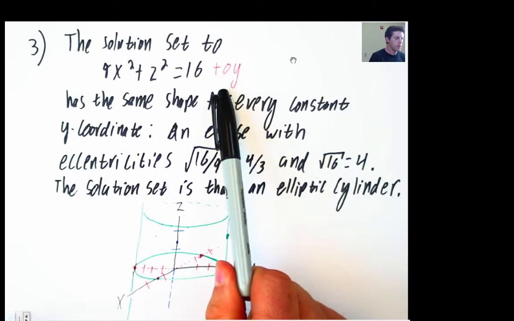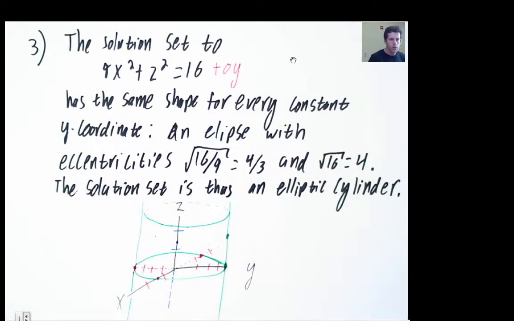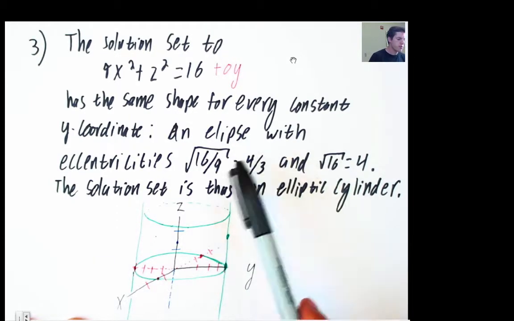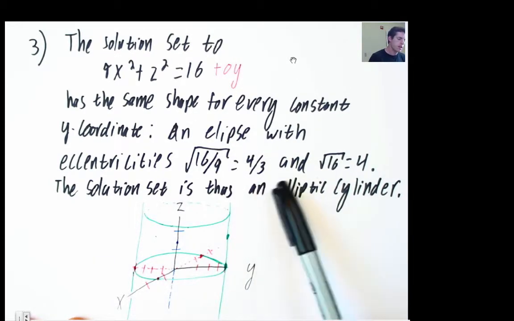So, and then I go on to say that it has the same shape for every constant y coordinate, of course, because it has a 0 times y in it, or you could equivalently say it doesn't have a y in it. And that shape is an ellipse with eccentricities 4/3 and 4.